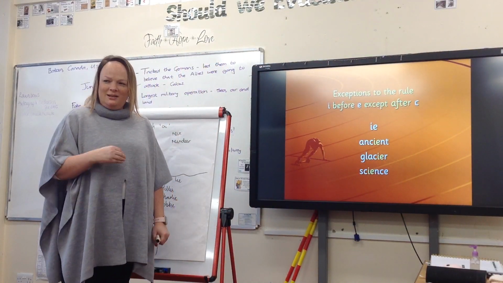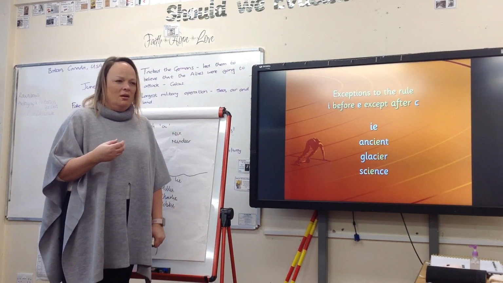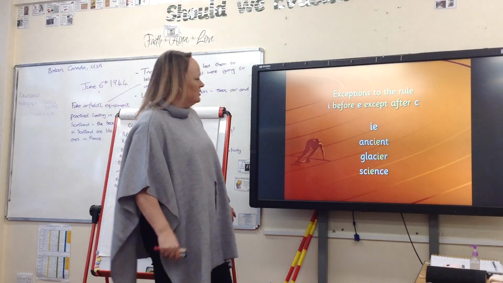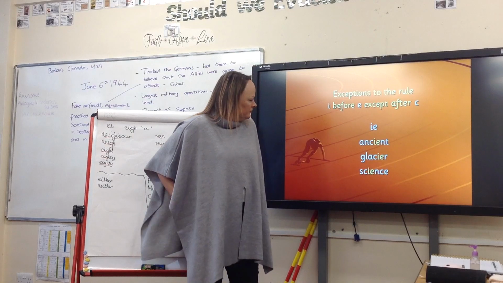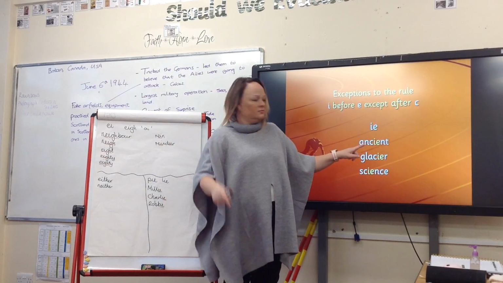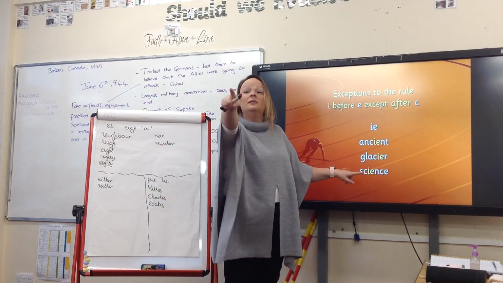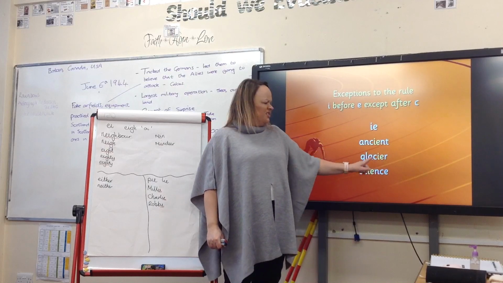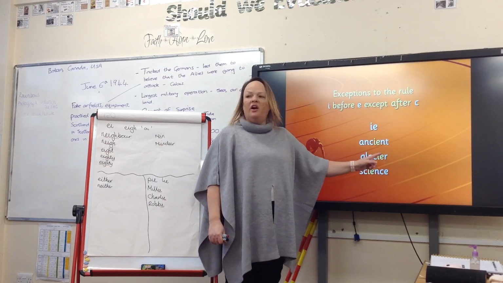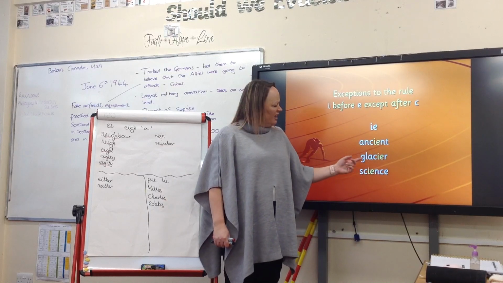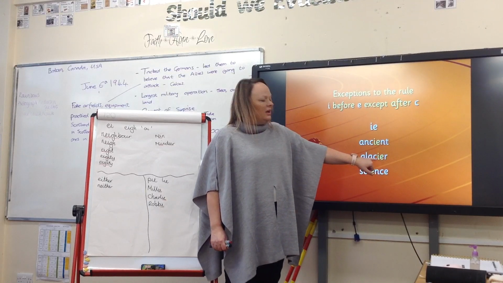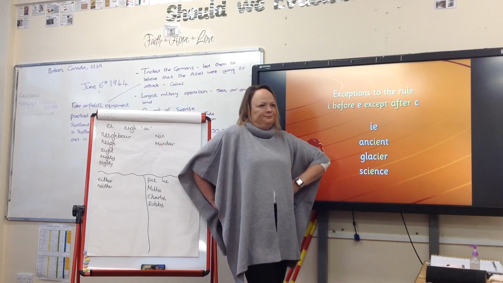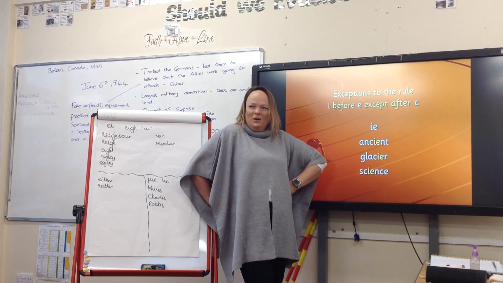I before E, except after C. So when we see a C, it should be EI if it makes an E sound. Well, those words don't. So what have we got? Can you read them? Ancient. Glacier. Science. This one I can kind of understand because it's at the end of the word before an ER. You wouldn't have EIR, would you? Glacier, whichever way you pronounce it. That would just look really strange. Ancient, and science. Well, why are they spelled like that?